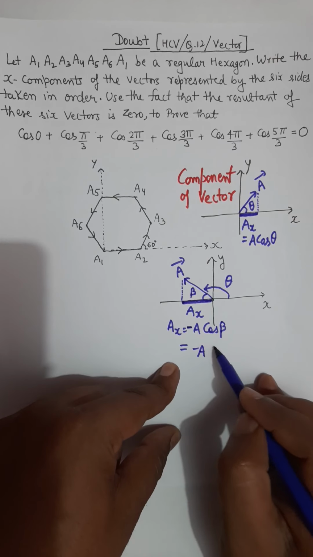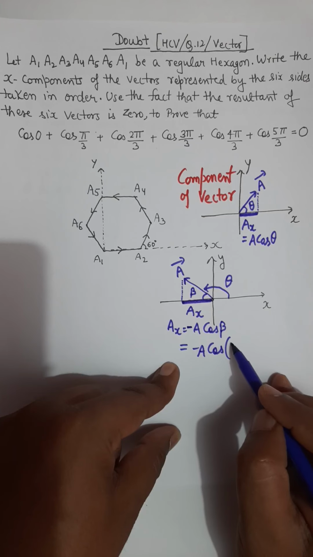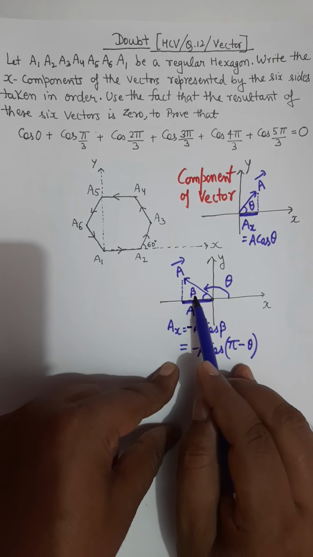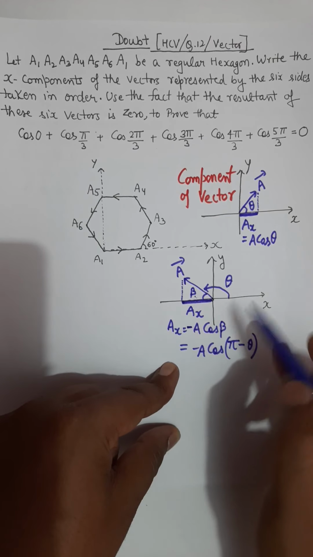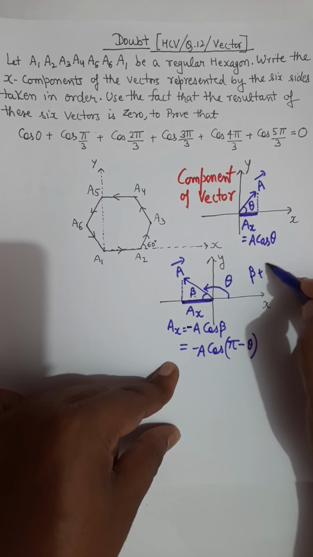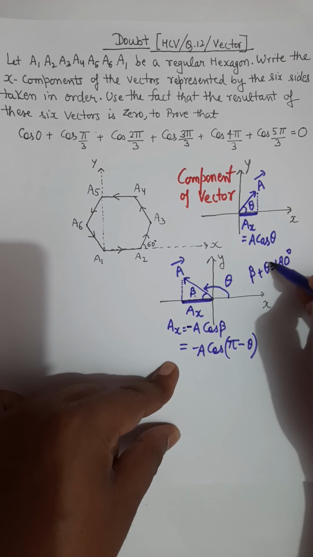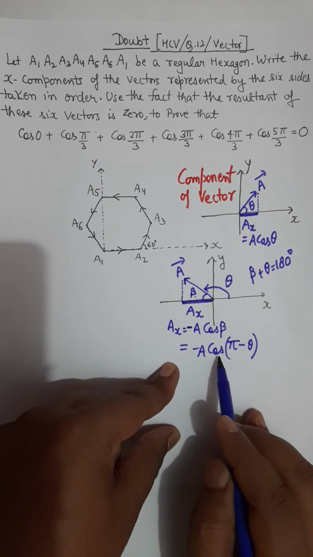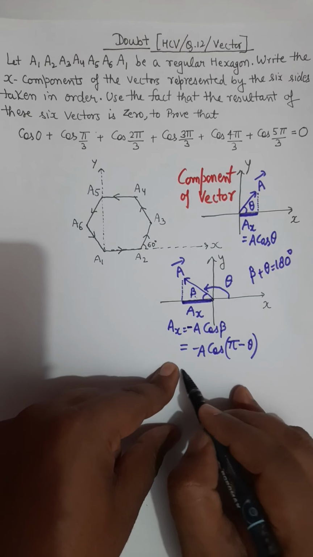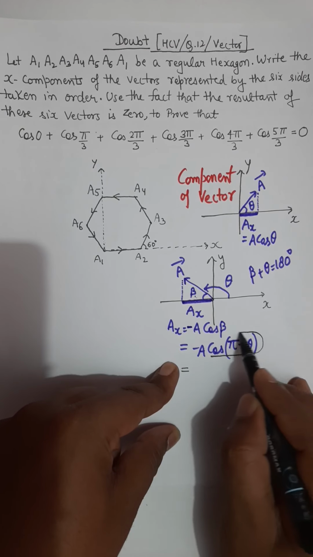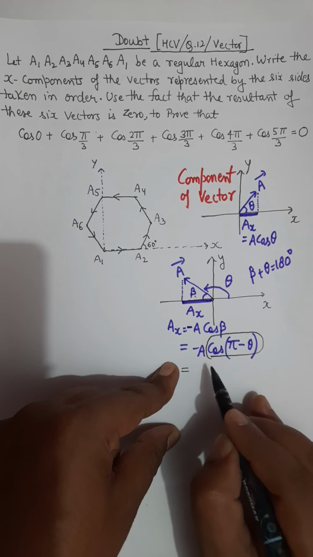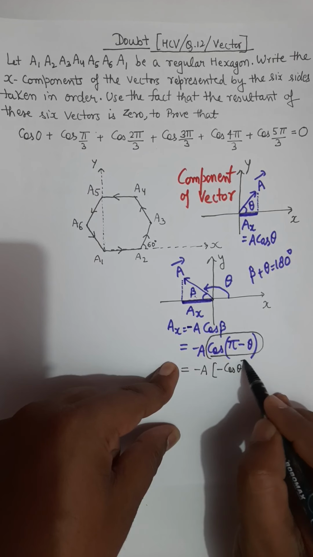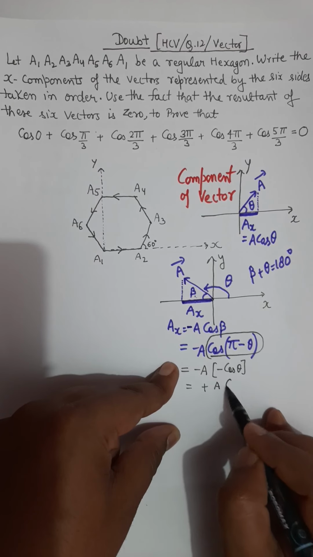Now this angle beta can be written as pi, which is 180 degrees, minus theta. Notice that beta plus theta is 180 degrees, which is pi. Since 180 degrees and pi are the same, one in degrees, the other in radians, there is a small trigonometric relation that cosine of pi minus theta is actually minus cosine theta. So it becomes plus a cos theta.